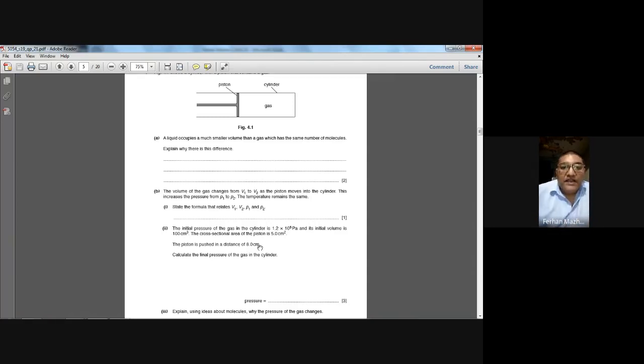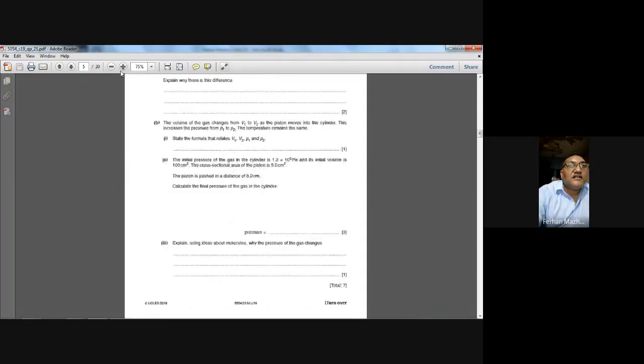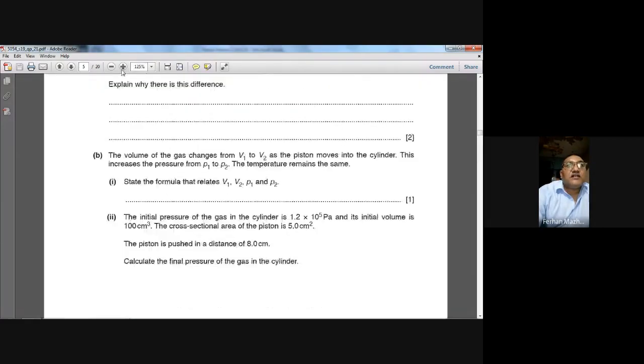Apply the formula P1 V1 equals P2 V2. The P1 value is 1.2 × 10^5. V1 value is 100 centimeter cube. P2 value is the question, and V2 value is 60. Do the calculation and you will get the P2 value. It's a 3-mark numerical. Let me show you my working. I have done working on it. Let me show you that work.